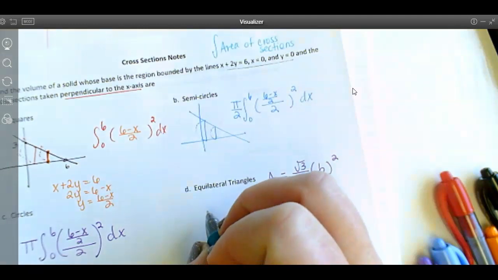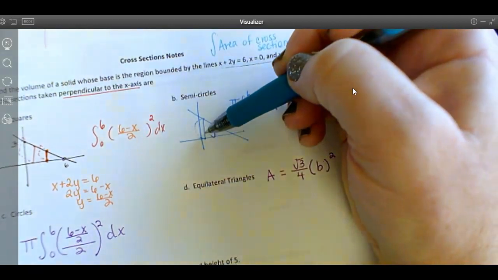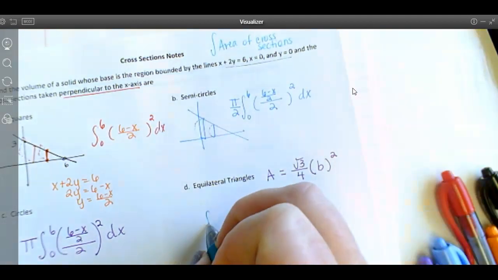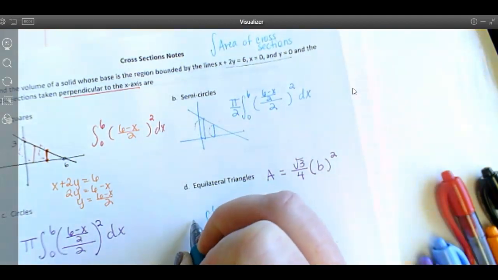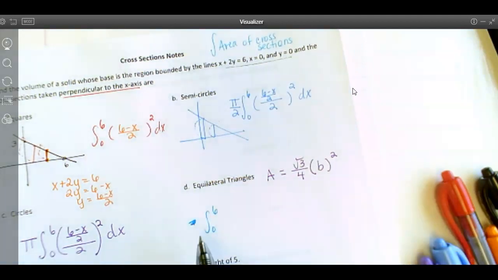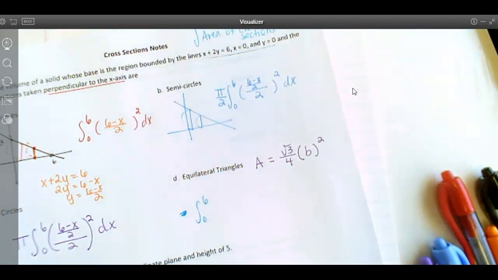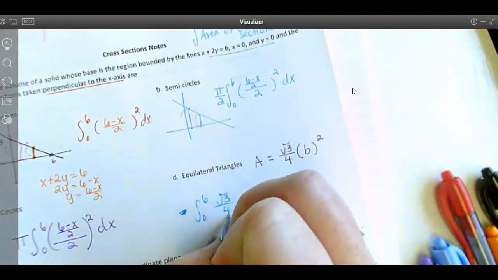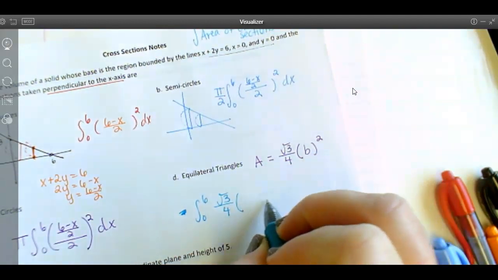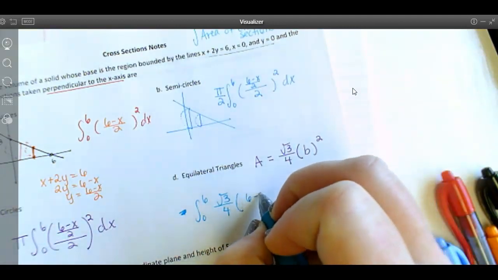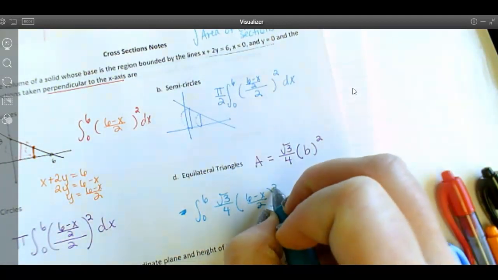So what you do, and basically it's the same picture except there's just triangles coming up. So it's 0 to 6 still, no pi. Started to put one, but there's no pi because this isn't talking about circles. Square root of 3 over 4, and then whatever the length of the side is, which we already know from A, and then squared.